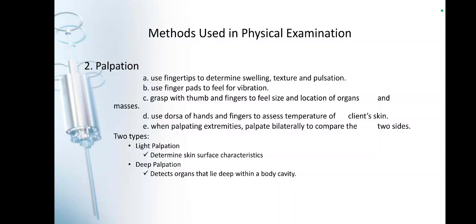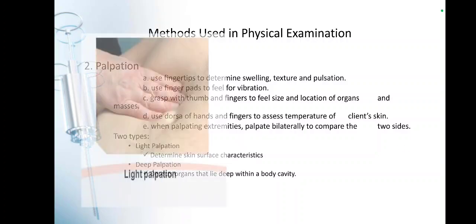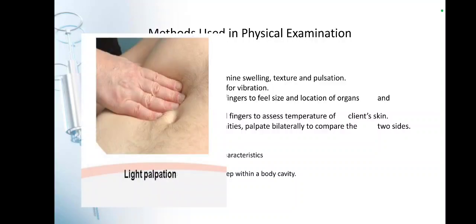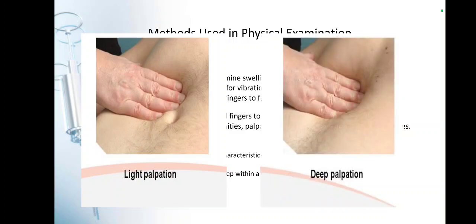So there are two types of palpation. Again, the light and deep palpation, wherein your light palpation determines skin surface characteristics, while your deep palpation detects organs that lie deep within the body cavity. So this is the example of your light palpation, and this is the deep palpation. As you can see here, there's a difference. The fingernails shown here are not very visible, while here, it's actually the very visible part here. Okay, so deep.